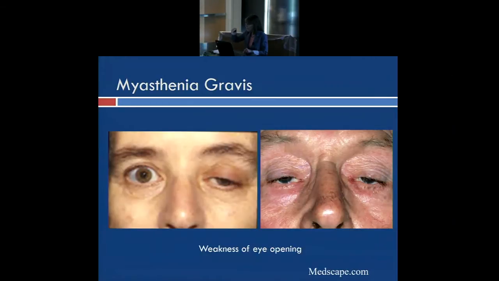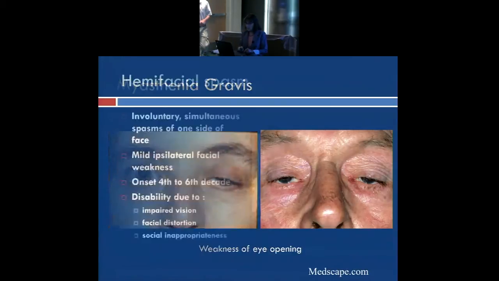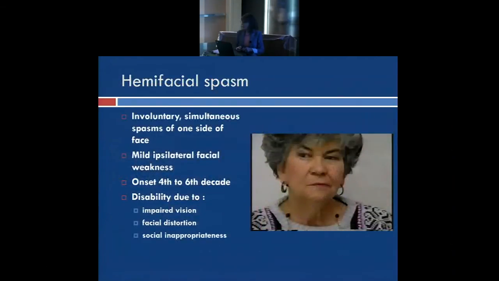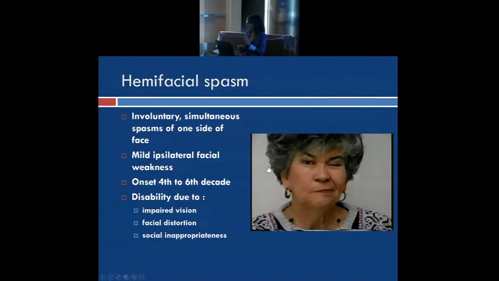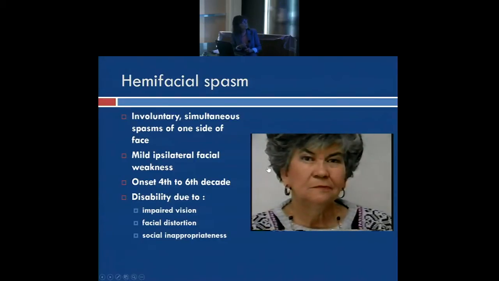This is a disorder that we see not infrequently in all of our clinics. It's a disorder called hemifacial spasm. And here what you notice is that she does have eye closure, but she's also got synchronous spasms involving the lower face. So the hallmark of this disorder is that it involves one side of the face. Rarely two sides can be involved, but typically one side. Sometimes it's associated with mild facial weakness on that same side.